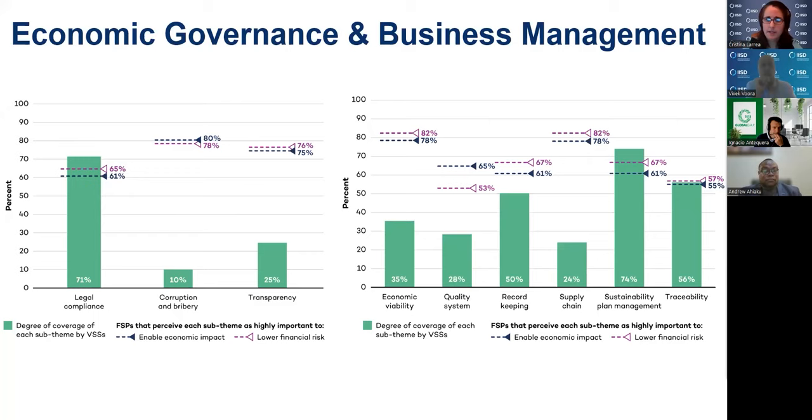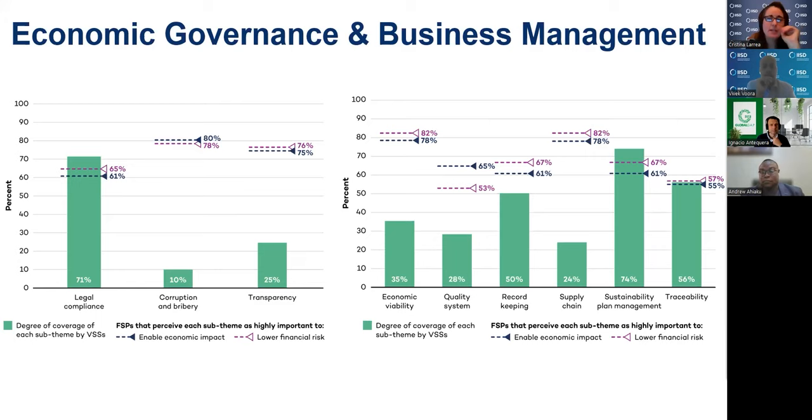The pink and blue dotted lines convey the importance of economic governance and business management aspects that need to be addressed to lower financial risks and enable economic development impact based on the survey. For instance, 78% of the financial service providers surveyed view the economic viability of a farming operation as highly important to lower financial risks, and 82% view it as highly important to enable economic development impact.